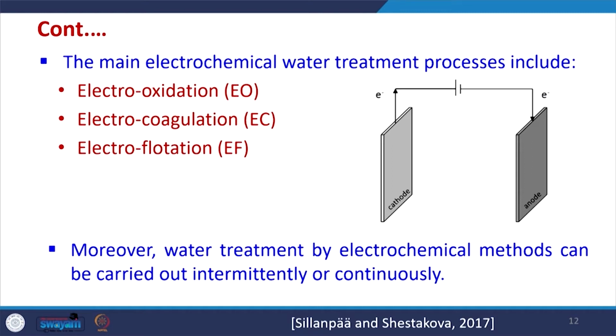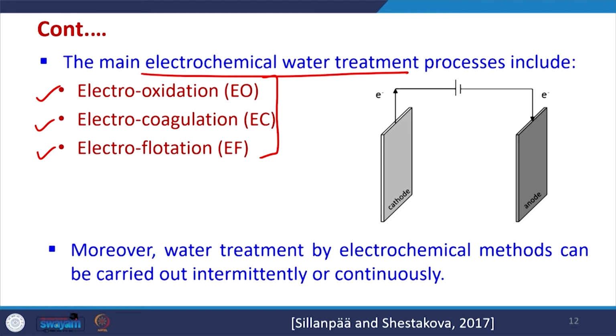Now, the main electrochemical wastewater treatment process includes three processes. There are three different possibilities. One is called electro-oxidation, another is called electrocoagulation, and the third one is called electroflotation. Electrochemical treatment in general means any of these or a combination of these. We will try to learn each of the techniques in detail.